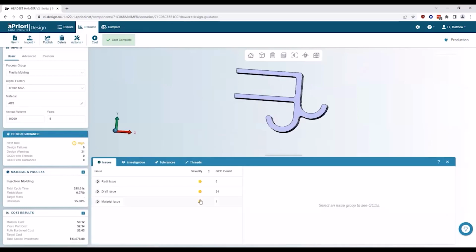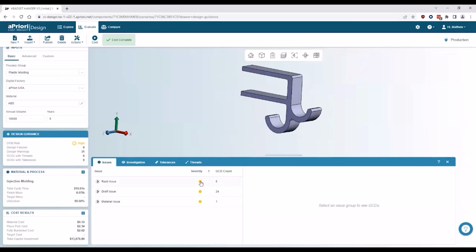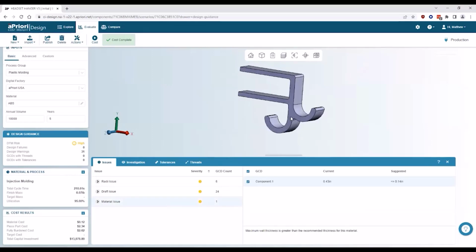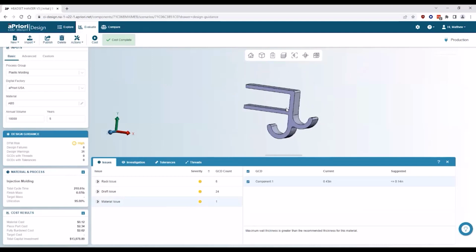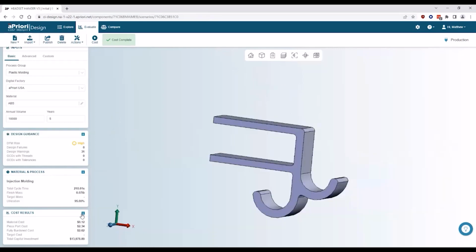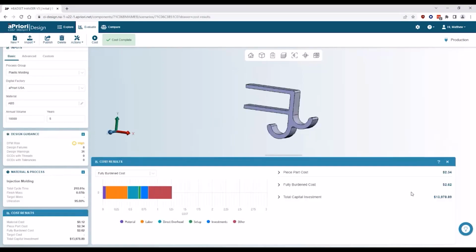So if we start in design guidance, we're really getting a lot of the same information. Were we to take this further, we still will need draft angles, consideration for radii, and of course the material thickness issue is still a challenge and might even be slightly thicker here with the way this iteration went through. So certainly worth further consideration there. On the cost side, however, we get to some interesting results.